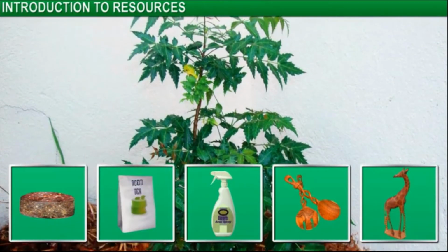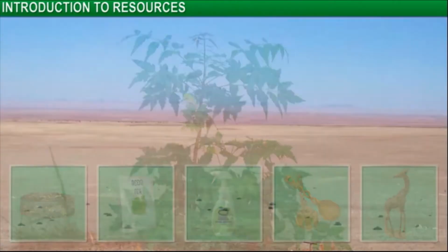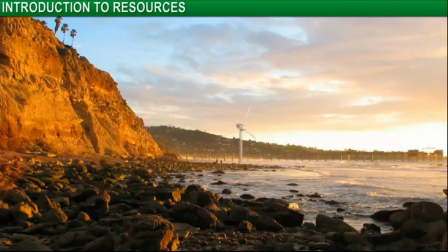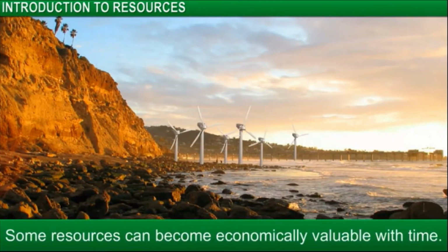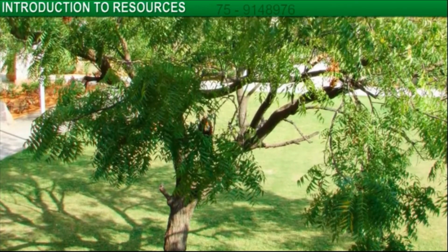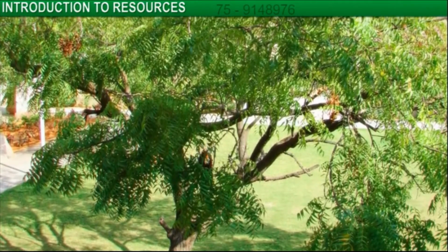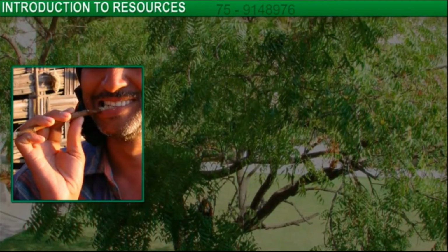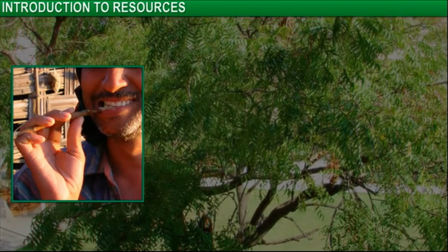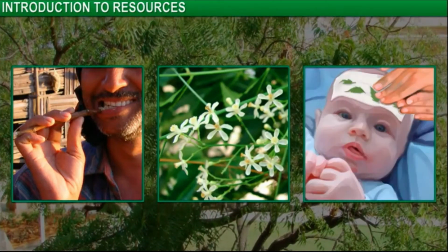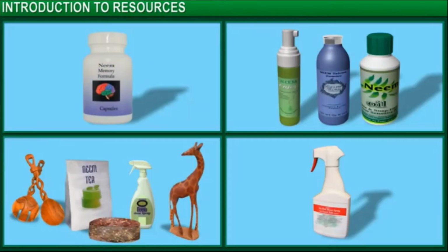Now, there are some resources that may not have economic value to begin with. However, with time, as the utility of these resources becomes known, they become economically valuable. A very good example of such a resource is the neem tree. The uses of this wonder tree have been known to humans since ancient times. Traditionally, people have been using the neem twig as a datun to clean their teeth. The leaves and flowers have been used as a home remedy for many ailments, including chicken pox and nausea. Today, the neem tree is used for various commercial purposes.